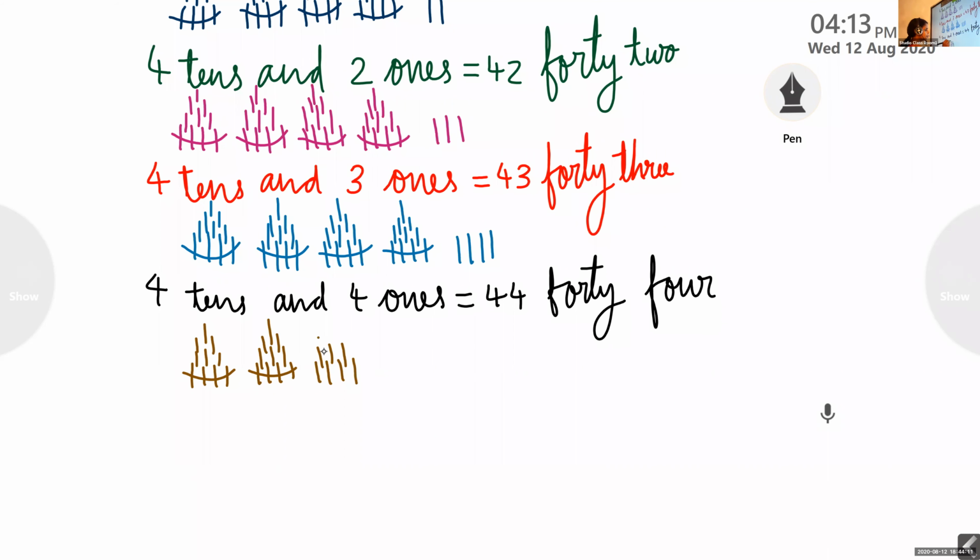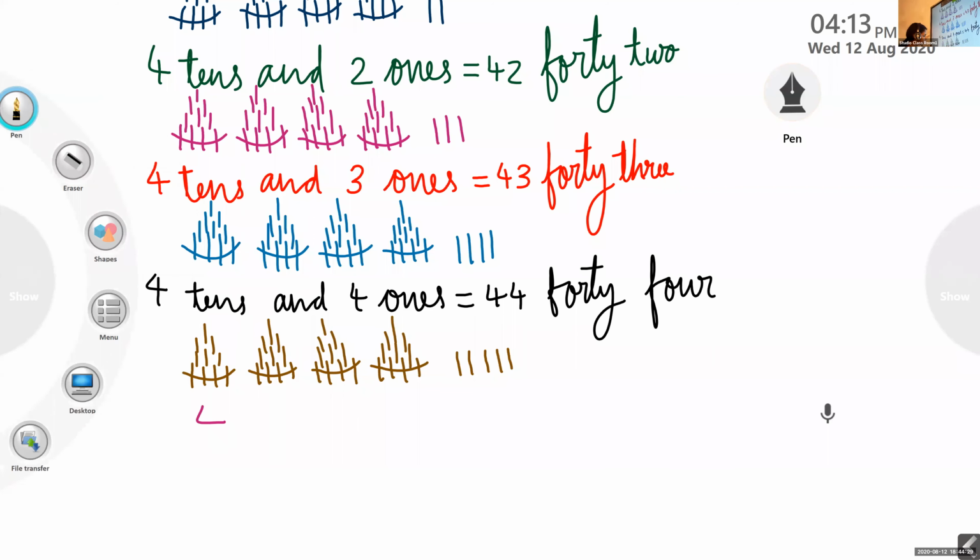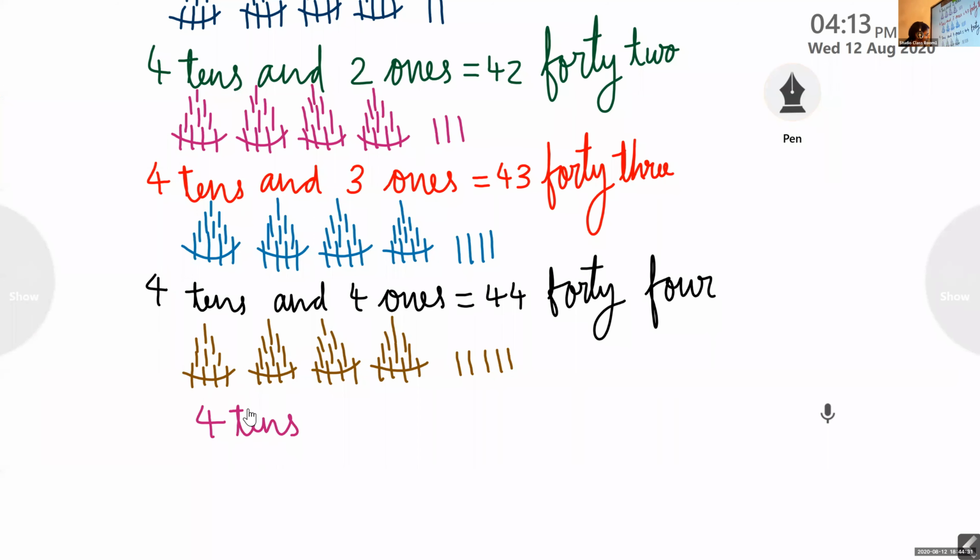We have 4 tens and 5 ones. So we can write 4 tens and 5 ones. Very good. So we have 4 tens and 5 ones. The number is 45.